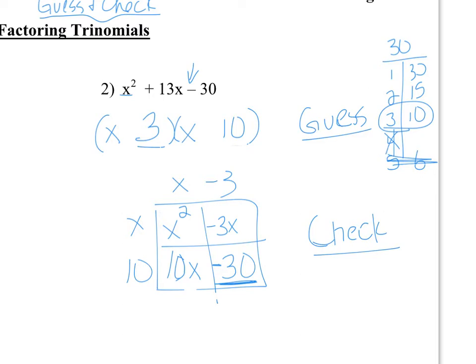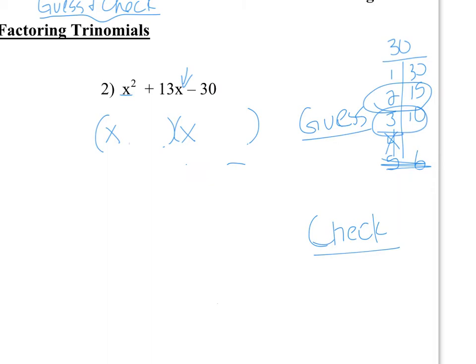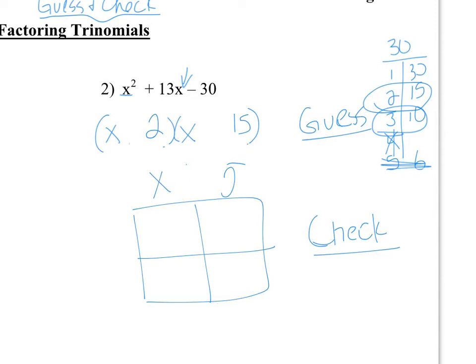So let's finally try 2 and 15. So let's try those two. Let me see, can I erase? No. Okay, finally, 2 and 15. So if we try those two numbers, okay, we get x squared, 2x, 15x, 30x.